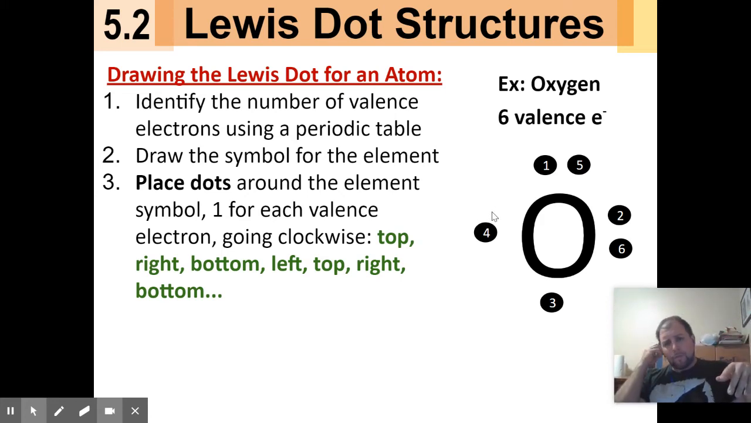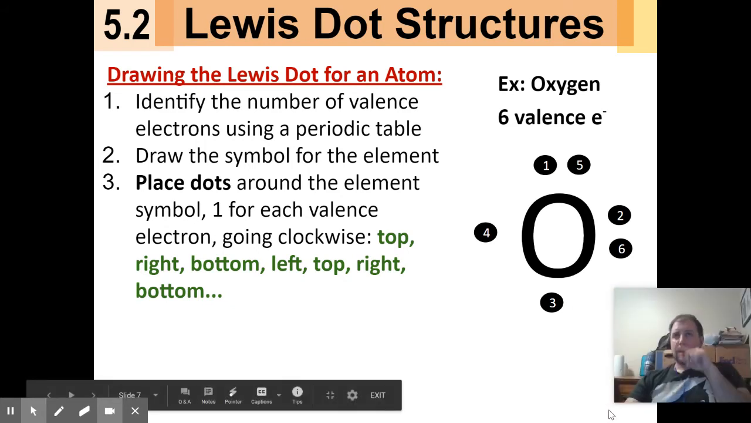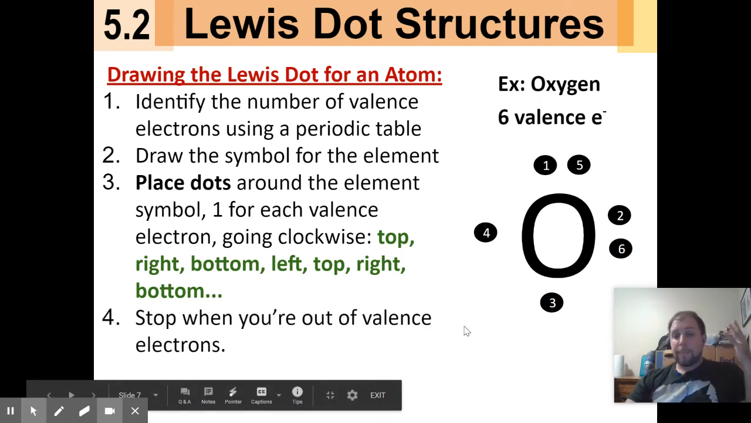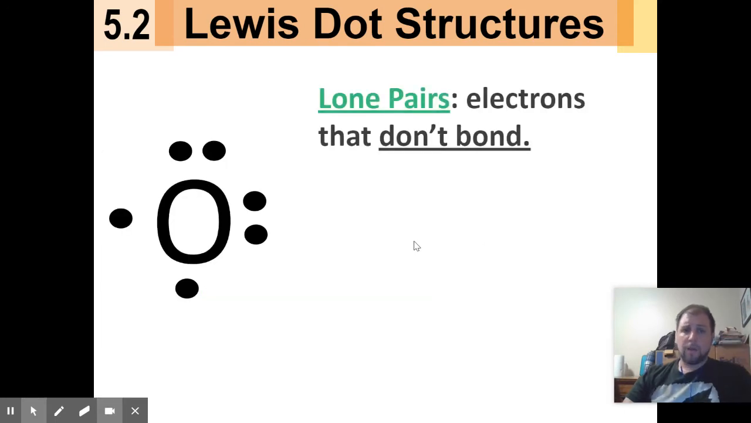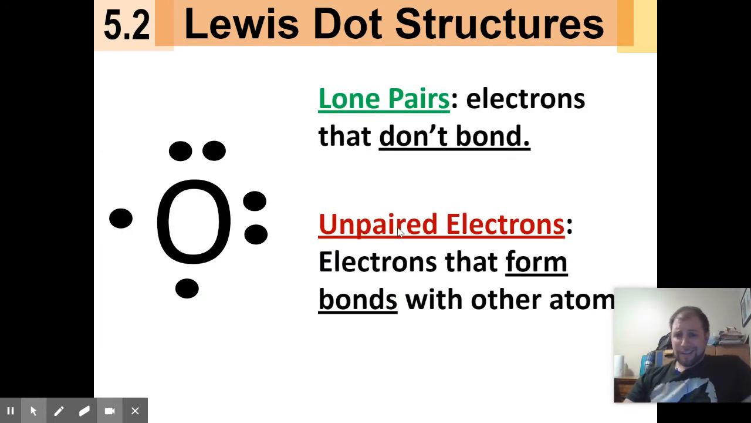You're never going to place more than 8 of them. So at most, you're going to go top, right, bottom, left, top, right, bottom, left, and then you've placed them all. Stop when you are out of valence electrons, okay? So here's how this is going to help us out.